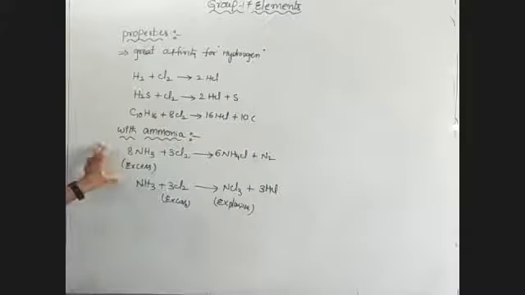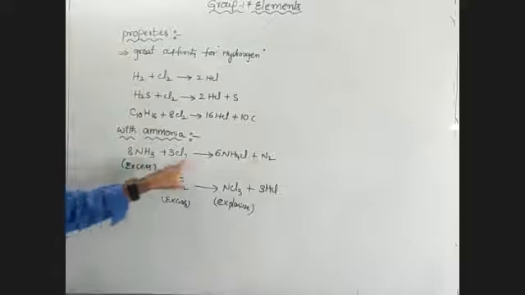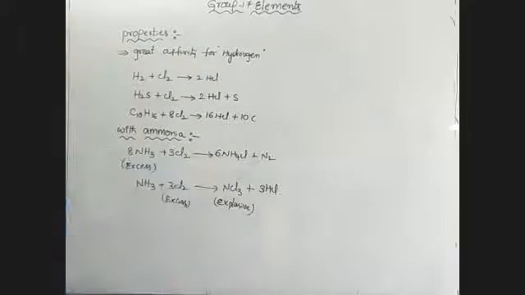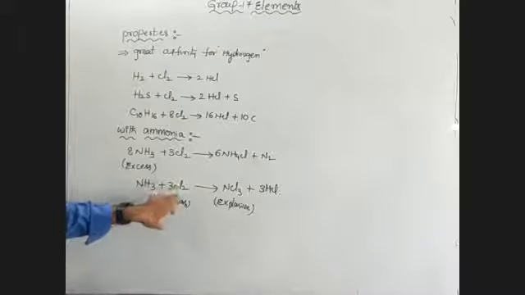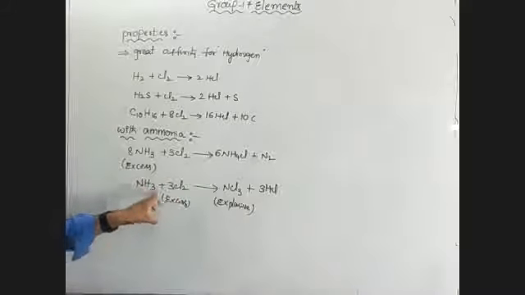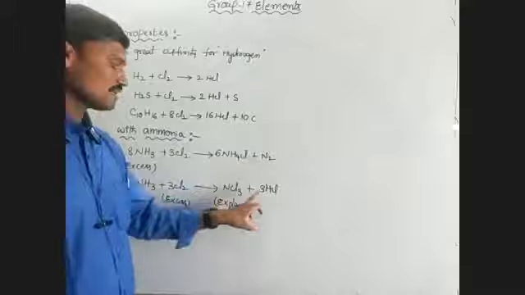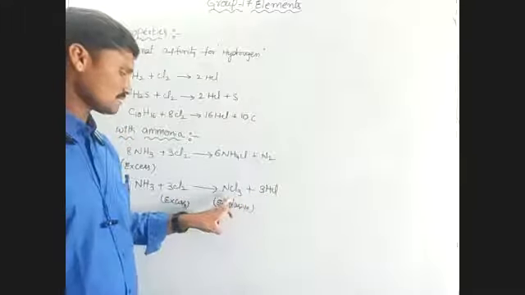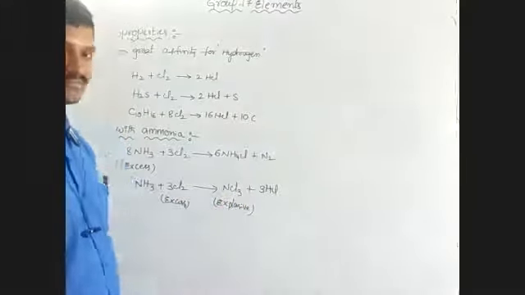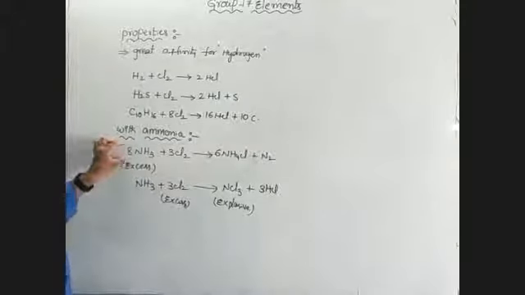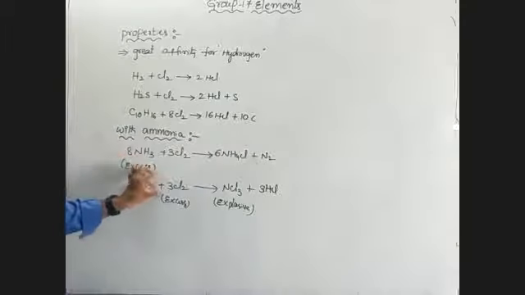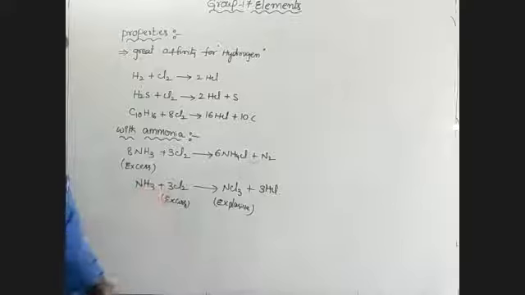This is an important thing. Chlorine when it combines with excess ammonia, it forms ammonium chloride and nitrogen. Here, excess chlorine reacts with ammonia, it forms NCl3 and HCl. This has an explosive nature. In this reaction, ammonia is in excess. In this reaction, chlorine is in excess. So that is the reaction with ammonia.